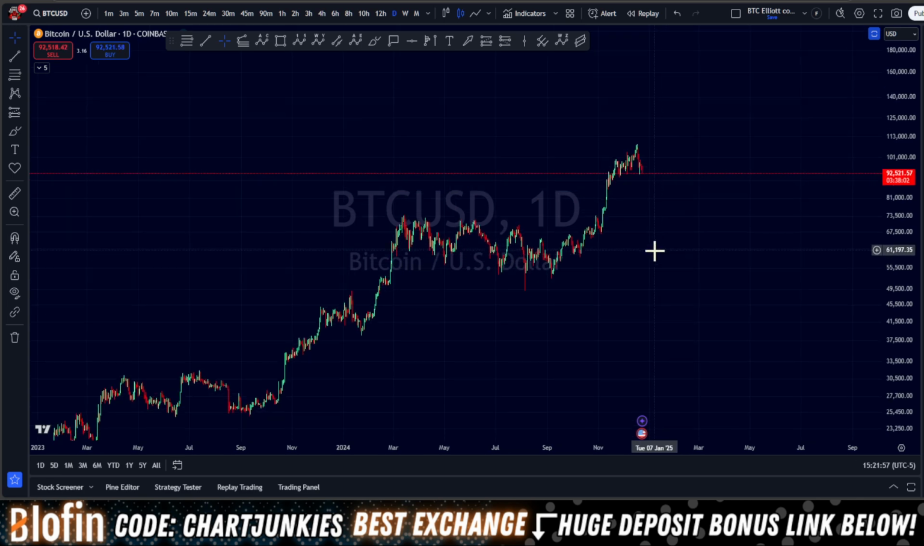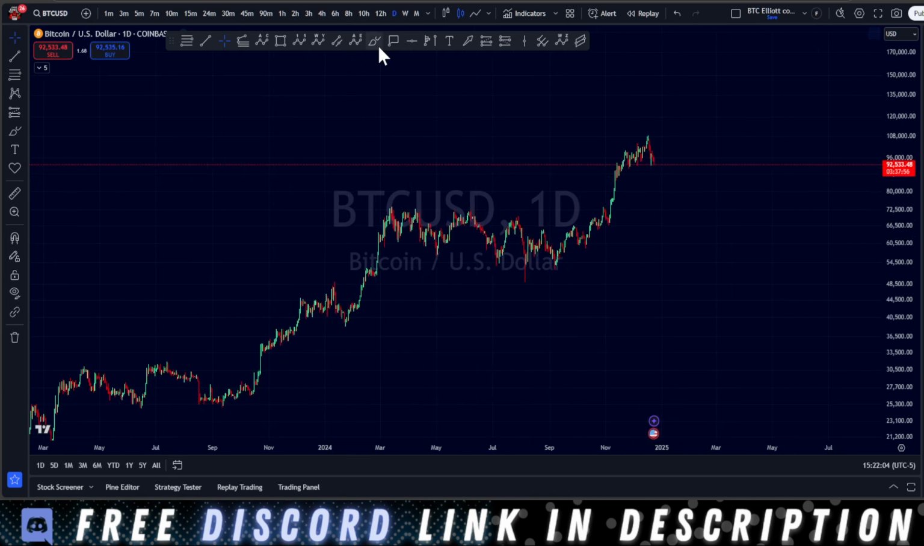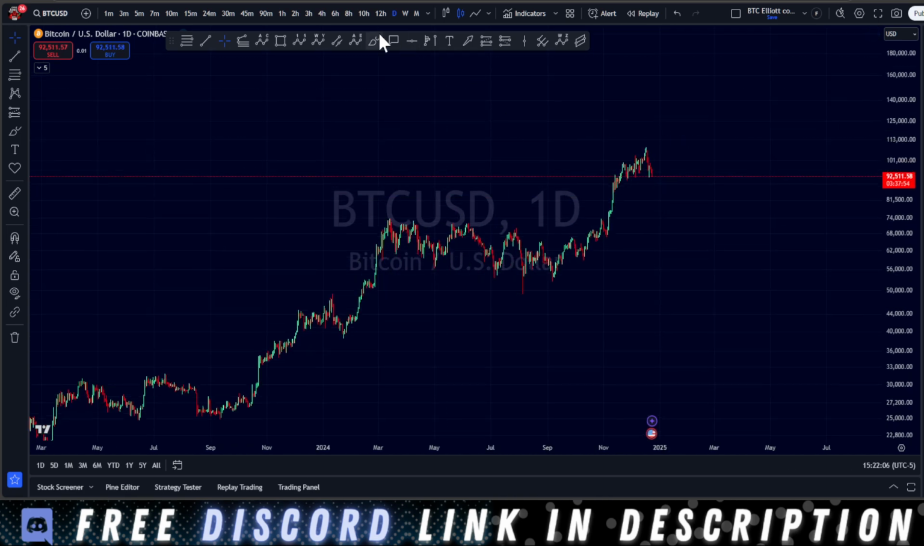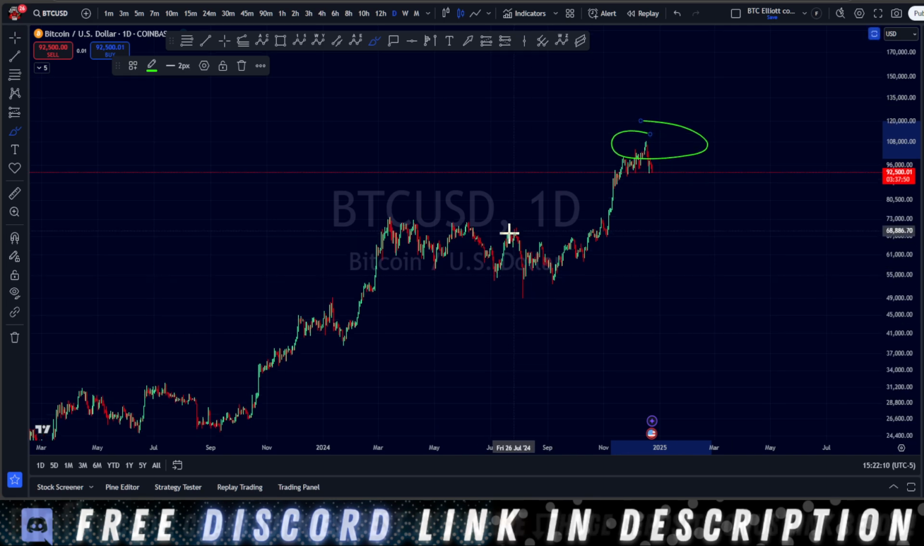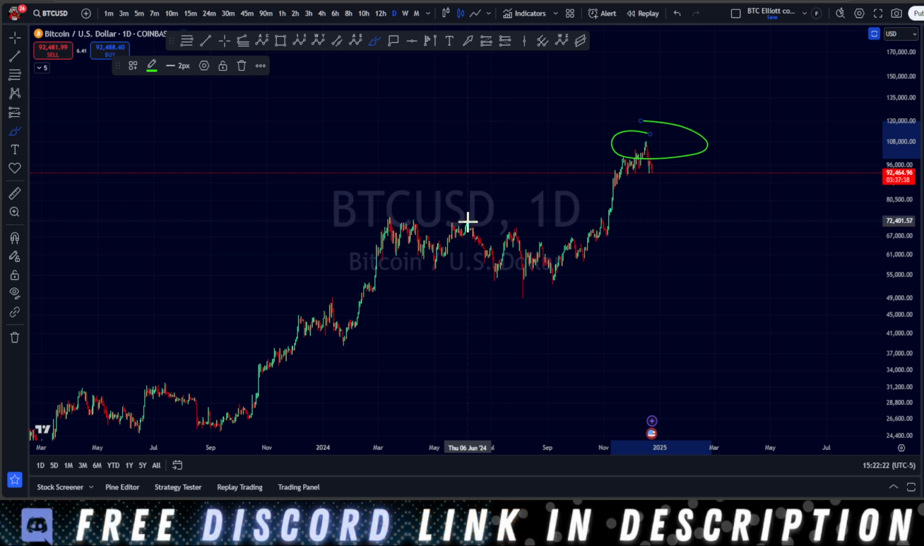Now, if we are to get a local top here, some type of a top has been put in, it is possible. I have had this count in the past. It's still on the table. I don't like it looking at the BTC chart alone, but when I look at alts, I'm starting to like it more and more. All right.